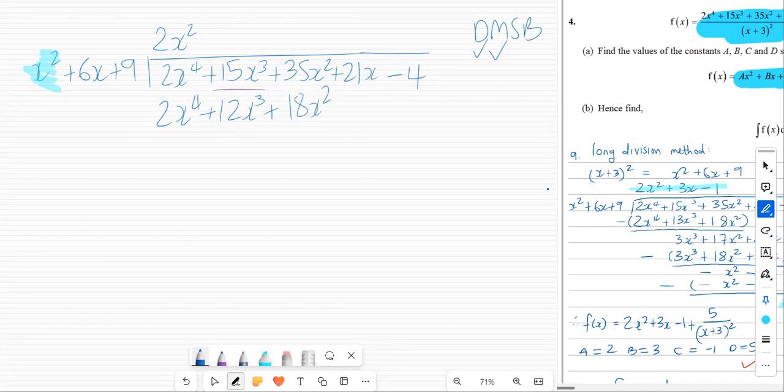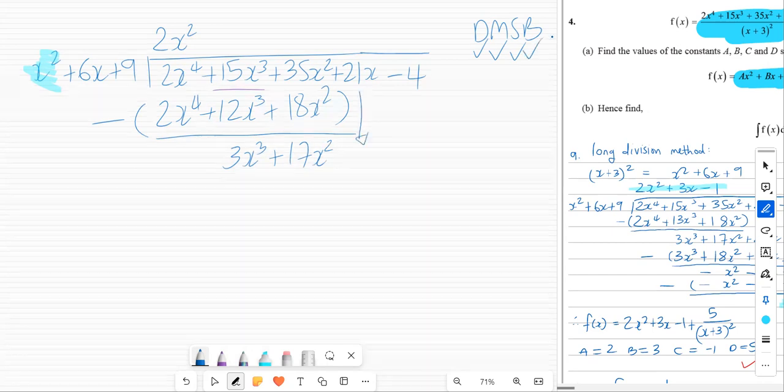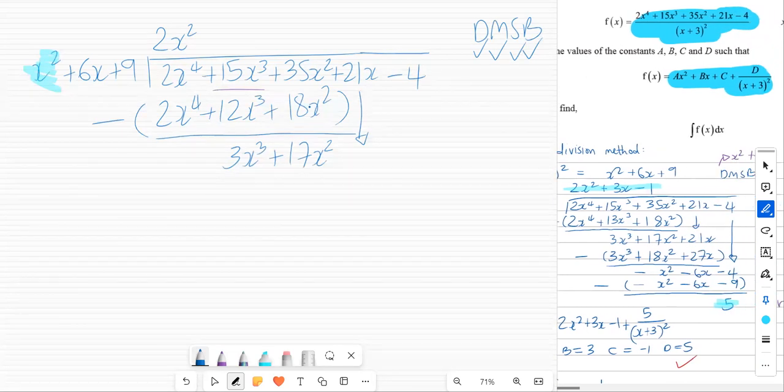So we've done the multiplies. Now we subtract. Remember, you're subtracting this whole thing. So we're taking 2x^4 minus 2x^4 is 0. So those cancel out. And then we say 15 minus 12 x^3s is going to be 3x^3s. And then 35 minus 18 x squareds is 17x squared. Last step, bring down. We bring the next one down, and we're going to end up with 21x. Okay, let me start the process again.